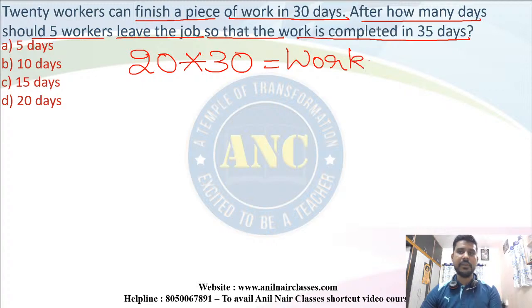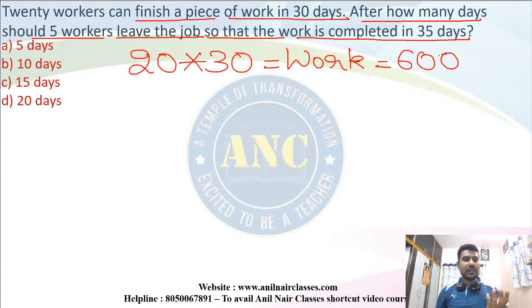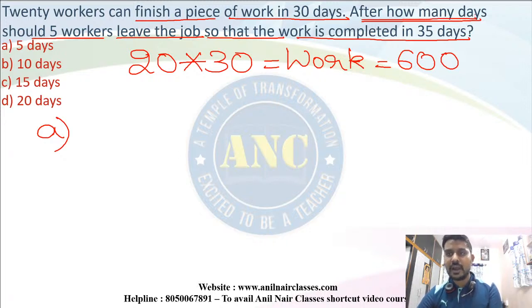20 people will finish the work in 30 days. Totally, there are 600 chocolates. After how many days should 5 workers leave the job so that the work is completed in 35 days? Now see here. If I go by answer options, first option is 5 days.